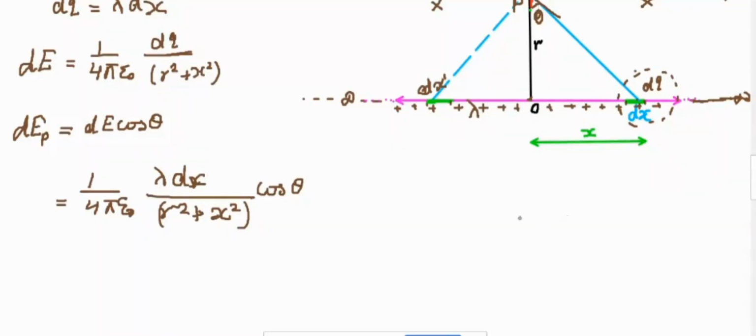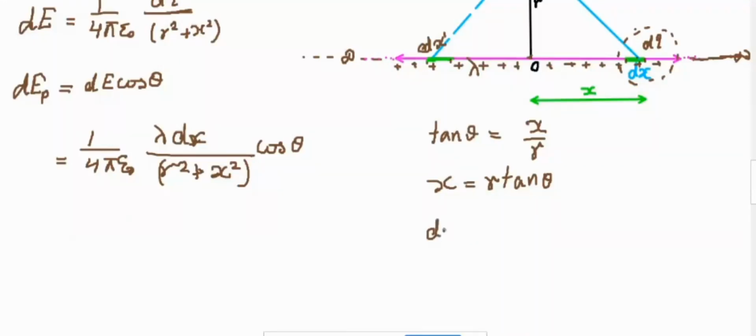Now in this right angle triangle, we can calculate the value of tan theta. Tan theta is equal to opposite side divided by adjacent side, or x is equal to r tan theta. Differentiate the equation. dx is equal to r, which is constant, times the differential of tan theta, which is sec square theta d theta. When you differentiate tan theta, our formula is sec square theta d theta.